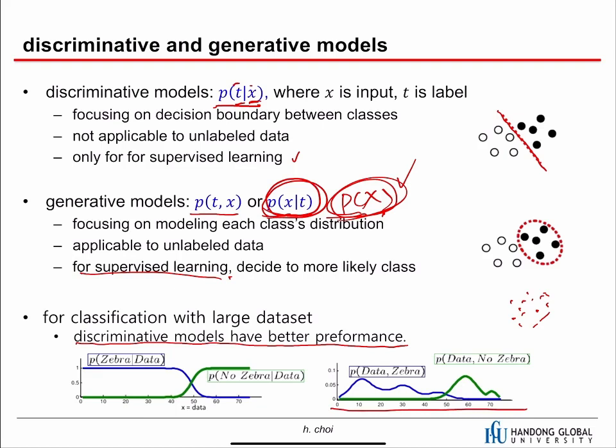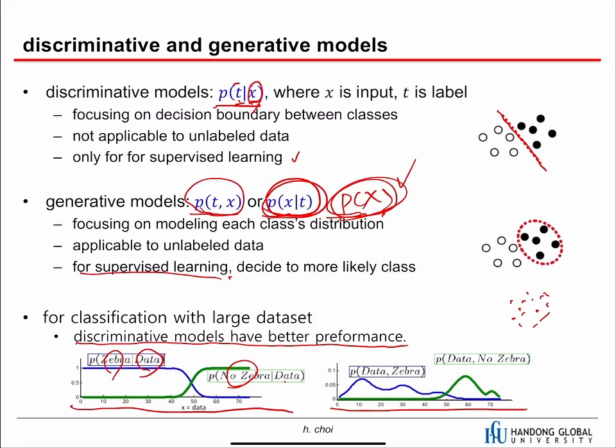This is one example of generative models, and this one is an example of discriminative models. A discriminative model is interested in this probability, P of zebra given data or P of no zebra given data. So data is given, X is given, then is it a zebra or not? So T is zebra or not. Based on this, if P of zebra given data is higher than P of no zebra given data, then it is a zebra. Otherwise, it is not a zebra. But if we use generative models, we are interested in modeling P of data given zebra or P of data given no zebra. So these ones.